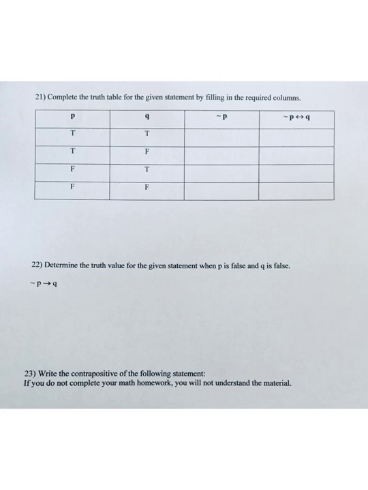Question 21, we're back to a truth table. It says complete the truth table for the given statement by filling in the required columns. The first column is to negate P, so change P to the opposite truth values. P currently says TTFF. The opposite of that would be FFTT.